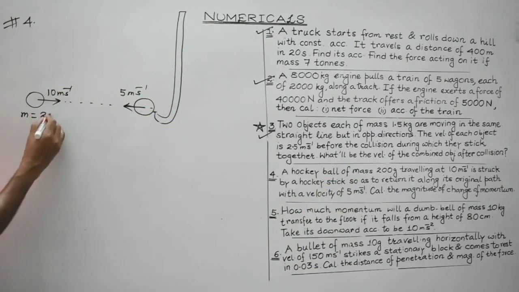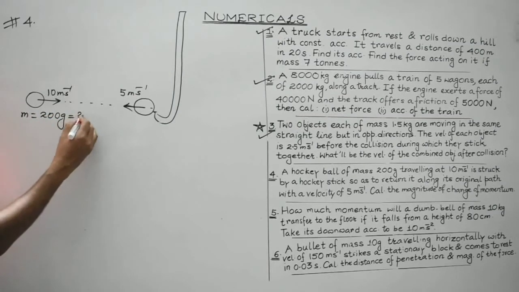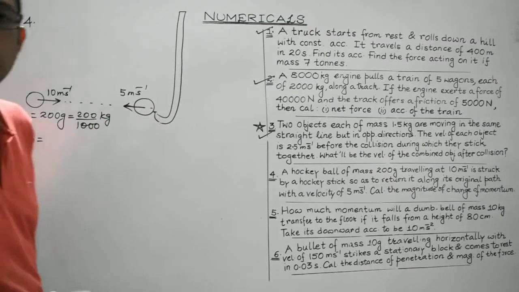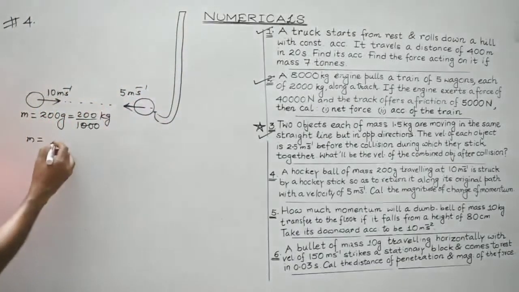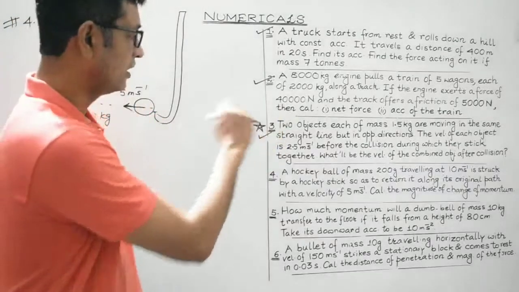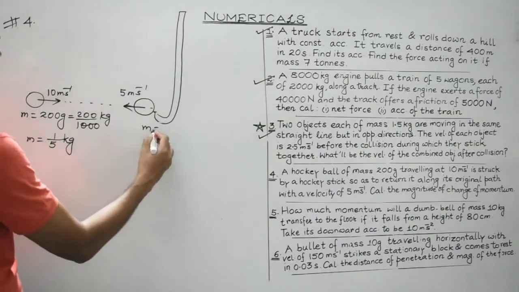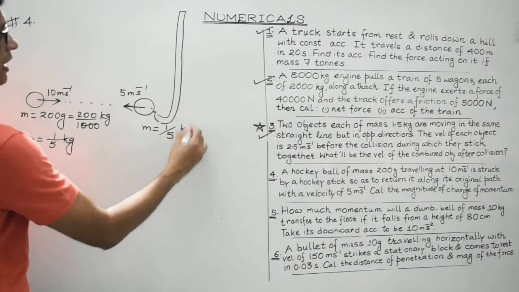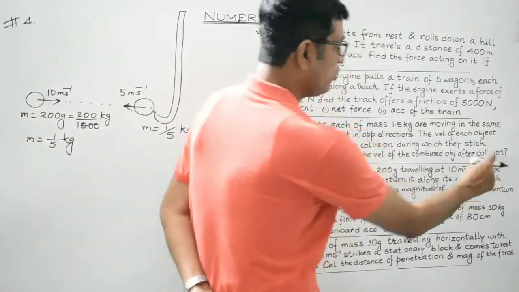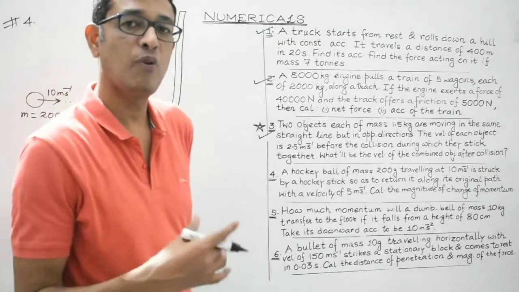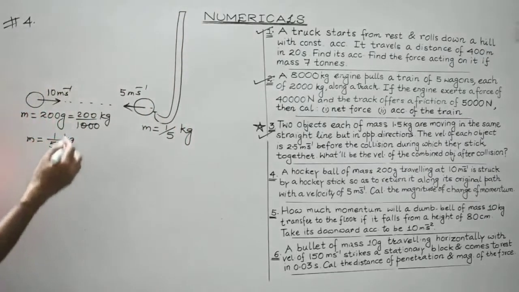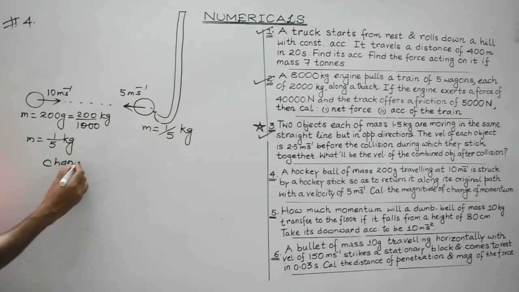The ball is of mass 200 gram, which will be equal to 200 divided by 1000 kg. That is, mass will be equal to 1 by 5 kg. This is the mass of the hockey ball, which is given in the question. Mass will remain the same, 1 by 5 kg. Now, what we are supposed to calculate is the magnitude of change of momentum. Students, change of momentum is final momentum minus initial momentum, right? So let's find out the change in momentum.